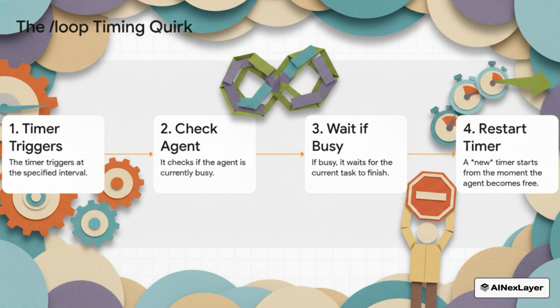And here's a really weird thing you need to know about Loop. It's not exact. It's not a precise clock. If you tell it to run every 5 minutes, but the agent is busy doing something else when that 5-minute mark hits, it just waits. And once it's free, it starts a brand new 5-minute timer from that moment.